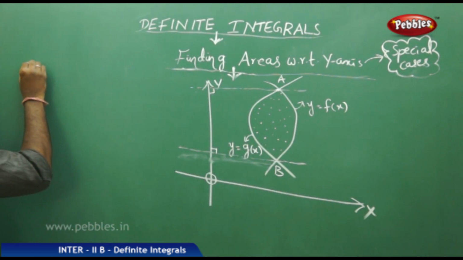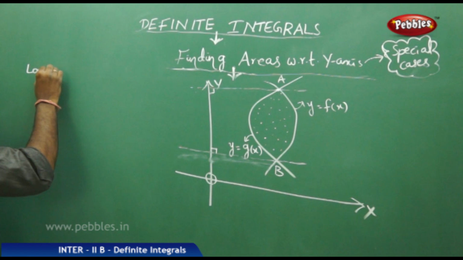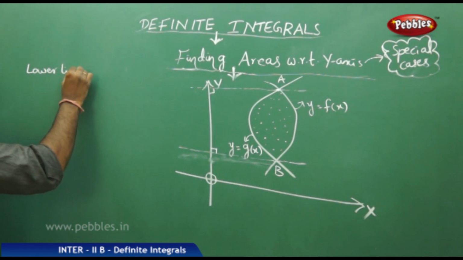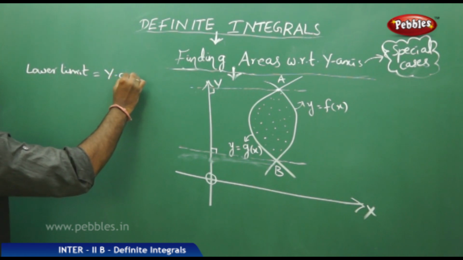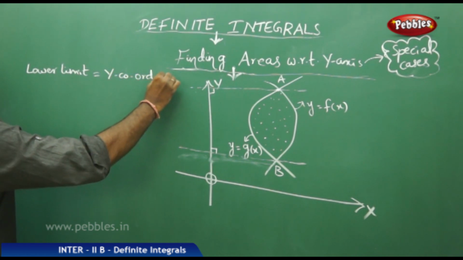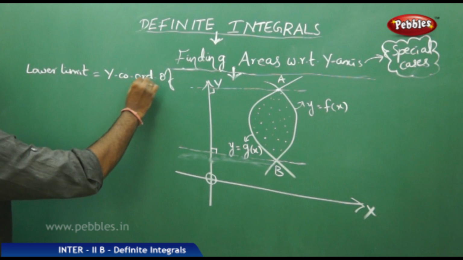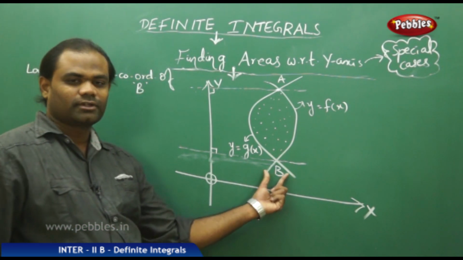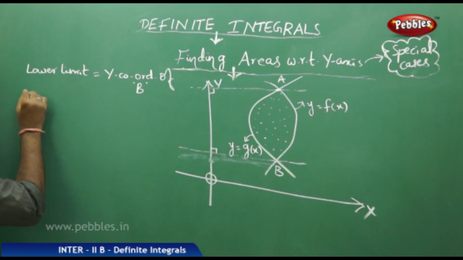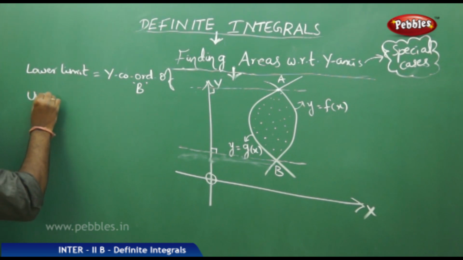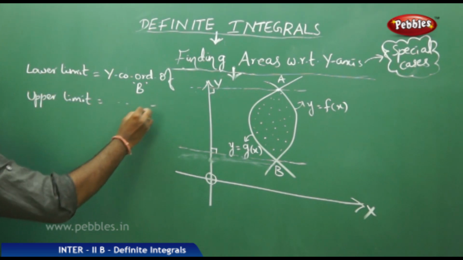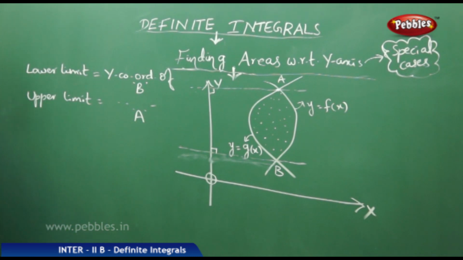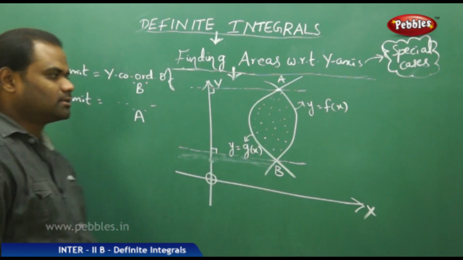So the lower limit is the y coordinate of B, that is the point of intersection of the two curves, and the upper limit is the y coordinate of A, is what we get.